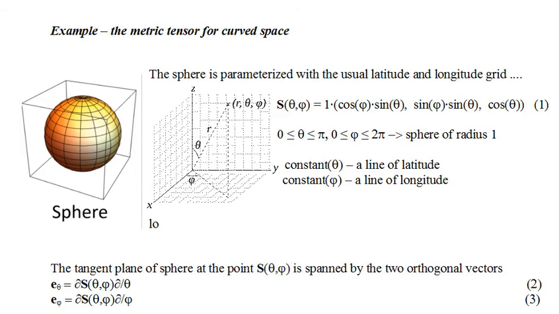The tangent plane to the sphere at S of theta, phi is spanned by the tangent vectors to the latitude and longitude lines going through the point. Denoting the tangent to the latitude line by E theta and the tangent to the longitude line by E phi, we can calculate values for these vectors by evaluating the expressions shown in lines 2 and 3.